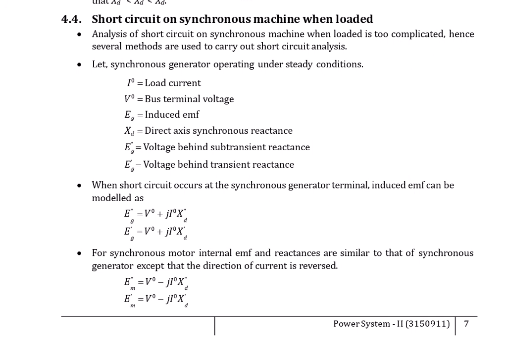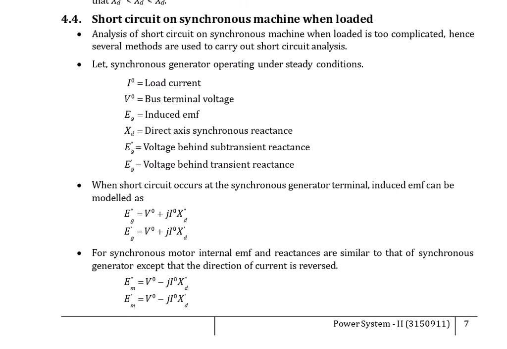So let a synchronous generator operate under steady state condition. I naught is the load current, V naught is the bus terminal voltage, EG is the induced EMF, XD is the direct axis synchronous reactance, EG double dash is the voltage behind sub transient reactance, EG dash is the voltage behind the transient reactance. When a short circuit occurs at the synchronous generator terminal, the induced EMF can be modeled by these equations. EG double dash is V naught plus j I naught XD double dash, and EG dash is V naught plus j I naught XD dash.